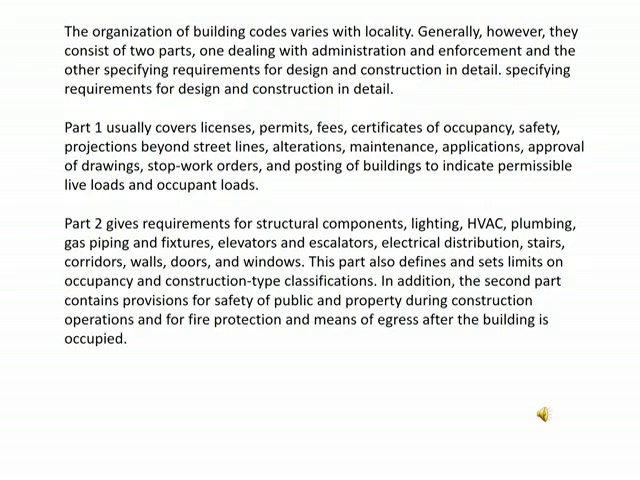Part two gives the requirements for the structural components, lighting, HVAC, plumbing, gas piping, fixtures, elevators, escalators, electrical distribution, stairs, corridors, walls, doors, and windows. Those are the structural equipment. This part also defines the limits on the occupancy and the construction type classification. In addition, the second part contains provisions for the safety of the public and property during construction operations, fire protection, and means of egress out of buildings occupied. So part one is the general aspect, and part two is the specific requirement for the structural components.